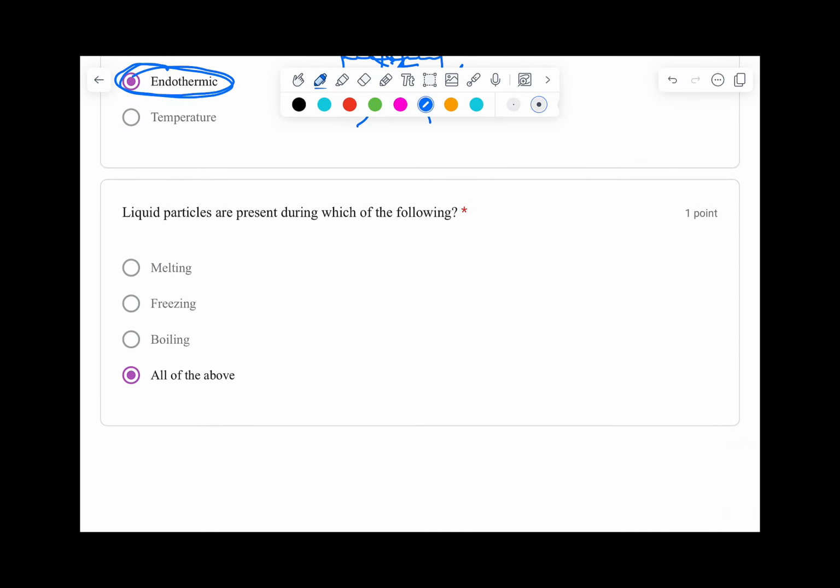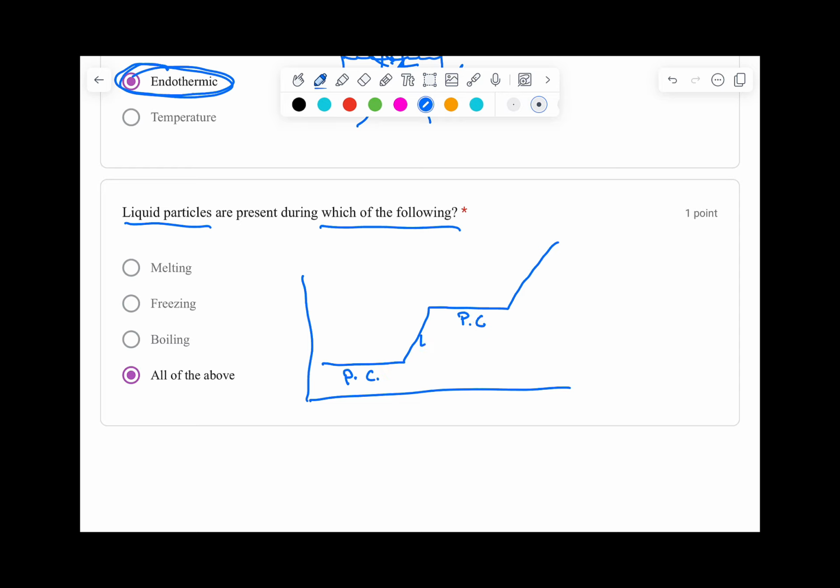Next question. Liquid particles are present during which of the following? It should have been all three, because remember that time we did the phase change diagram that looks like this, and we said that our phase changes are happening right here, and I'm just going to abbreviate that PC. If I've got a liquid at this point, because this is essentially melting and freezing right here, and this is essentially vaporization or boiling and condensation right here, this means I'm going to have liquid particles at every single place here.